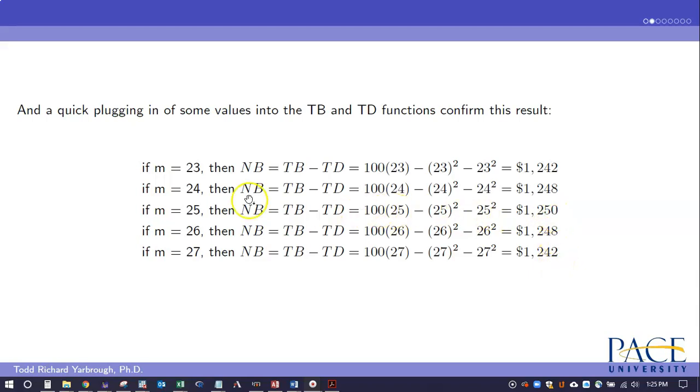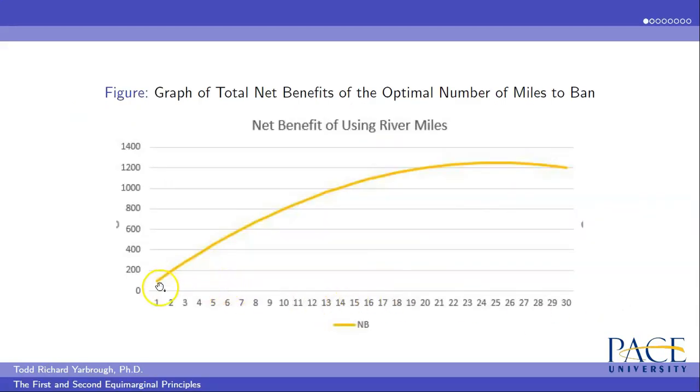So again, this should illustrate to you that 25 river miles of pollution is the socially efficient outcome in the context of net benefits. We can see this also in a figure. So if we just were to graph these numbers, you can see that around 25 is where we get a plateauing of net benefit. And again, from a social perspective, we want to achieve the socially optimal amount of pollution, which would imply the socially optimal amount of pollution reduction as well.